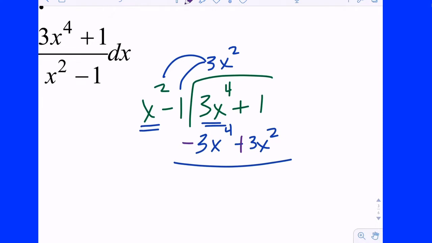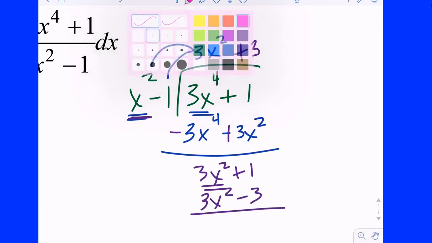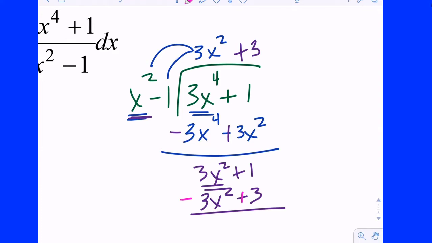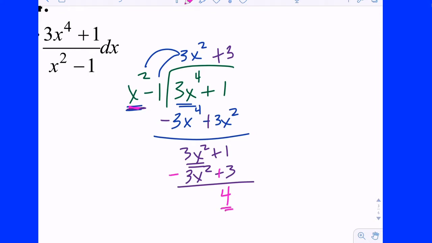And remember, we can only add like terms. So I get a 0 in the first term. 1 plus 3x squared, those aren't like terms. So I'm left with 3x squared plus 1. And then I repeat the process. Does x squared go into 3x squared? It does. How many times? 3 times, right? Because that's really 3x squared divided by 1x squared, which is 3. When you distribute from up top, you get 3x squared minus 3. You subtract, which means you change both signs, and you get a 0. And now you can add the 2 like terms that are there. You get plus 4.